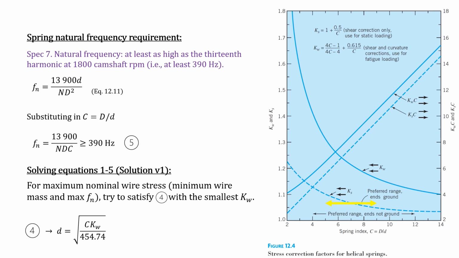Essentially, this here is the preferred range with ends ground. And in order to get our smallest kW value possible, we're going to use our highest spring index value possible within this preferred range for ground ends. So at the very end here, we're going to take C is equal to 9. If we continue this line up to that kW curve, and then we read off to the left, we end up with a kW value of 1.16. So this is what we're going to use.